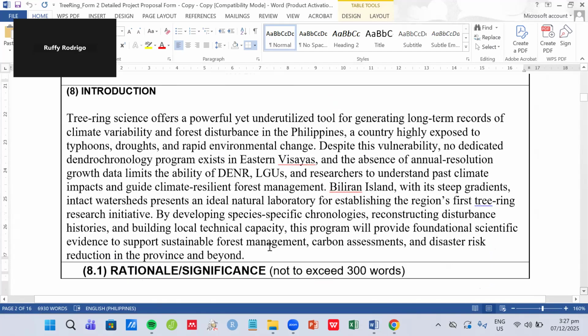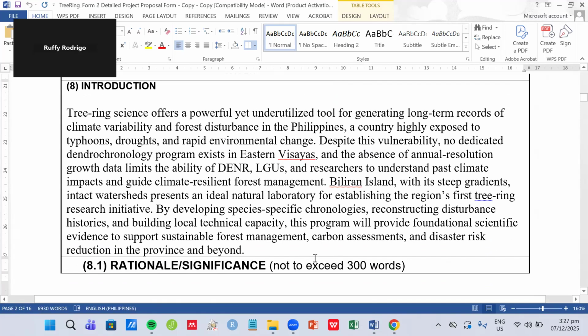I really like it very simple because there is a rationale and significance, so do not exceed the general limit. Be careful with this. For the introduction, I only have one paragraph, so I cannot just throw everything out. Tree-ring science offers a powerful yet underutilized tool for generating long-term records of climate variability and forest disturbance in the Philippines, a country highly exposed to typhoons, droughts, and rapid environmental change.